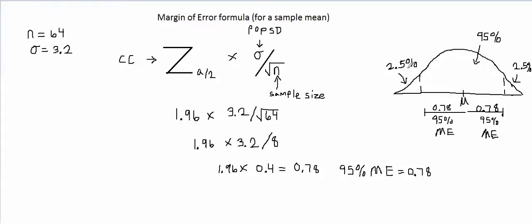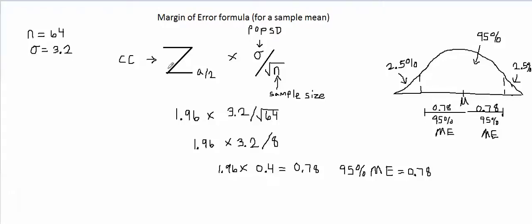So basically, 2.5% of the possible samples have a sample mean more than 0.78 below the population mean. 95% of the possible samples have a sample mean within 0.78 of the population mean, and the other 2.5% of the possible samples have a sample mean that's more than 0.78 above the population mean, way out here. And these three areas make up all of the possible samples because these three percentages all add up to 100.